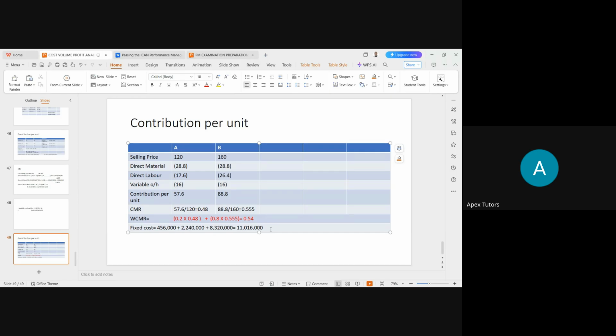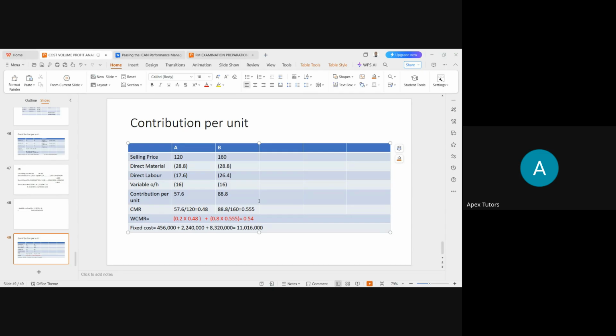11,016,000. So what is the formula to determine, to calculate how much sales revenue must be earned to earn an after-tax rate of return of 12% of the revenue? Assume a tax rate of 40%.